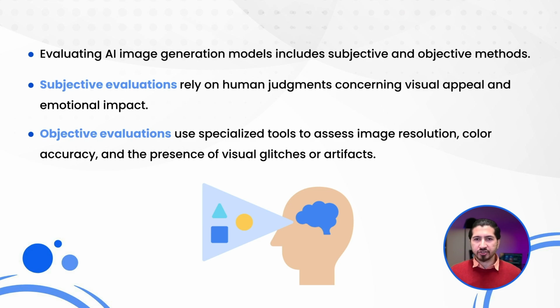Subjective evaluations are based on human judgment of factors like visual appeal and emotional impact. Objective evaluations, in contrast, use specialized tools to measure aspects such as image resolution, color accuracy, and the presence of visual glitches or flaws known as artifacts.